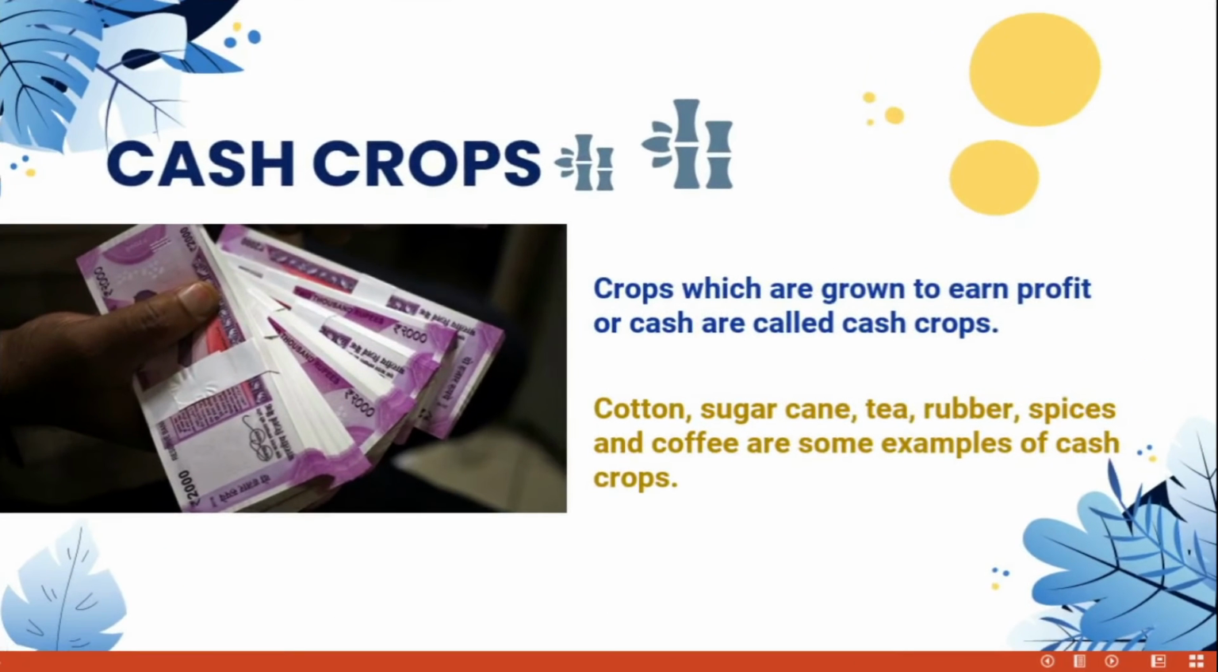Next, cash crops. What is cash crops? Crops which are grown to earn profit or cash are called cash crops. See, by cultivating these kinds of plants, we can earn money. Here we have some examples: cotton, sugarcane, tea, rubber, spices, and coffee. By cultivating these kinds of crops, definitely we can earn money.